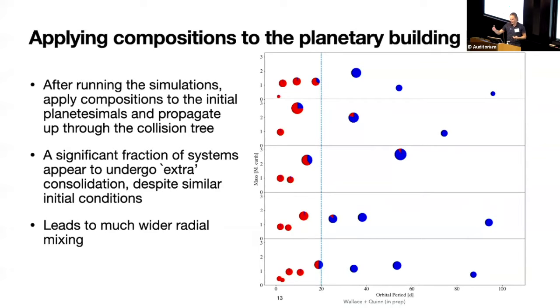So despite the fact that all the initial conditions are very similar, you'll notice in a couple of these cases, in the second and third box, we ended up with planets that were a little bit more massive, and there are fewer of them. So in some of these cases, there's some extra instability that's happening. And you can see that the amount of radial mixing seems to be a lot greater in those cases.